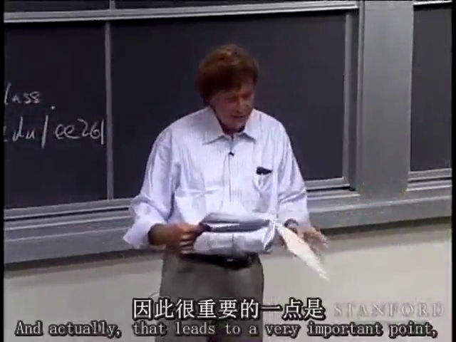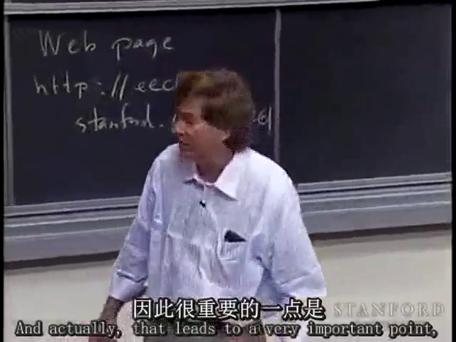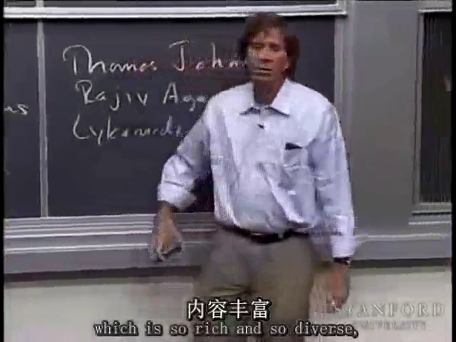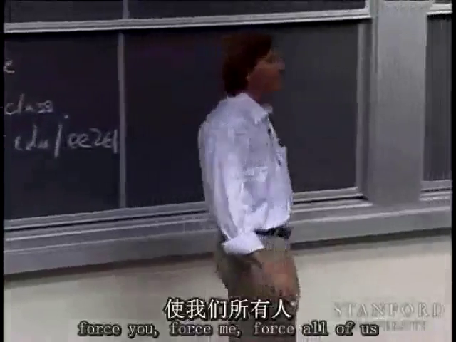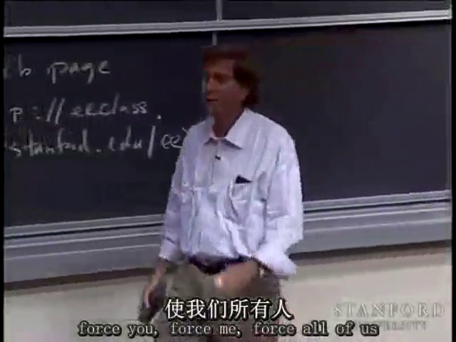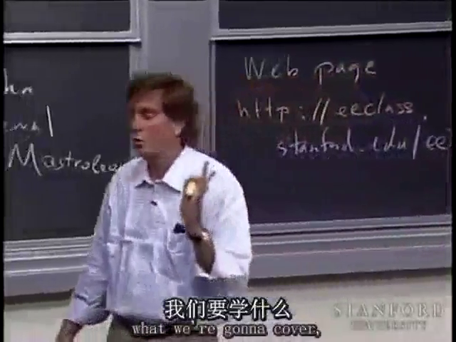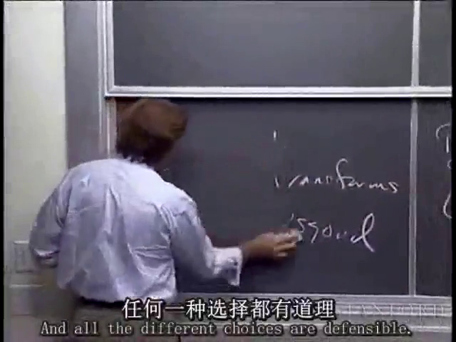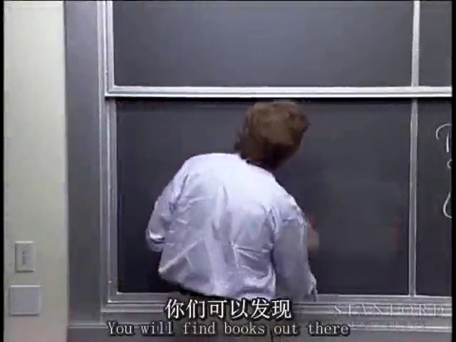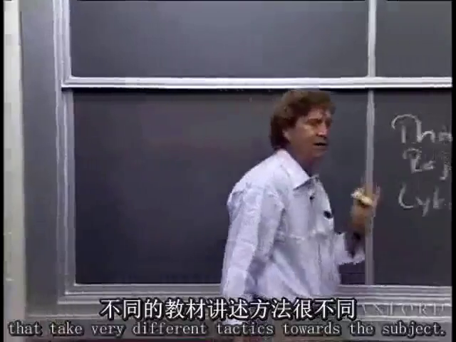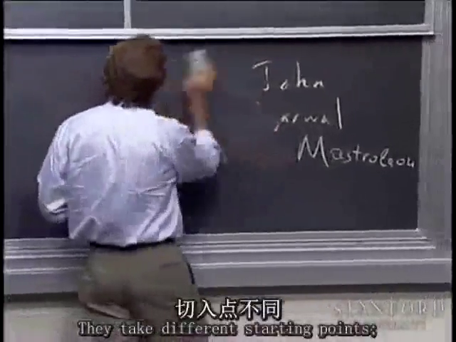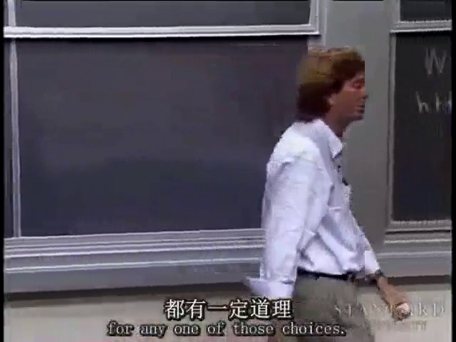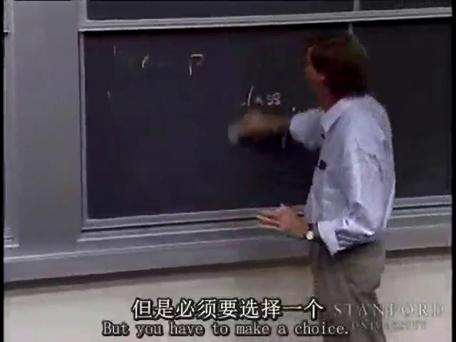All right, and actually that leads to a very important point, at least at the start of the class. That is, where do we start? This subject, which is so rich and so diverse, forces all of us to make hard choices in some ways about what we're going to cover, where we're going to start, what direction we're going to go, and all the different choices are defensible. You will find books out there that take very different tacks toward the subject. They take different starting points, they have different emphasis, they go off in different directions. And you can make a good argument for any one of those choices. But you have to make a choice.